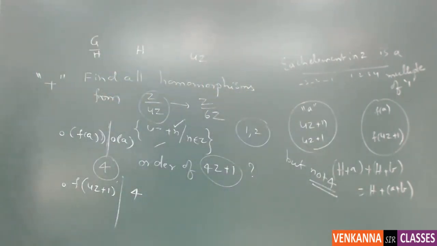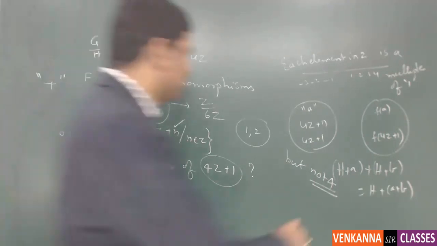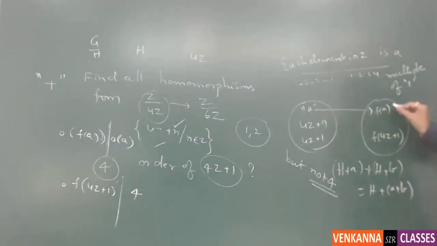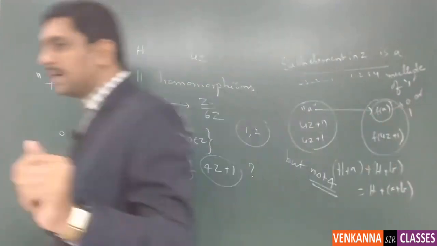Right? So you have to do the pairing in such a way that the order of f of 4z plus 1 must be either 1 or 2, because the order of f of a must divide the order of a. So whatever pairing you do, this element must have order either 1 or 2. In other words, if you take a here, you can pair a with f of a such that f of a must have order either 1 or 2. In such a way, you should pair the elements. Clear?